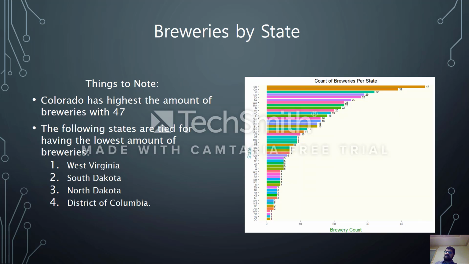Let's first look at the breweries by state. As you can see, Colorado has the most with 47. Rounding out the bottom is West Virginia, South Dakota, North Dakota, and the District of Columbia.